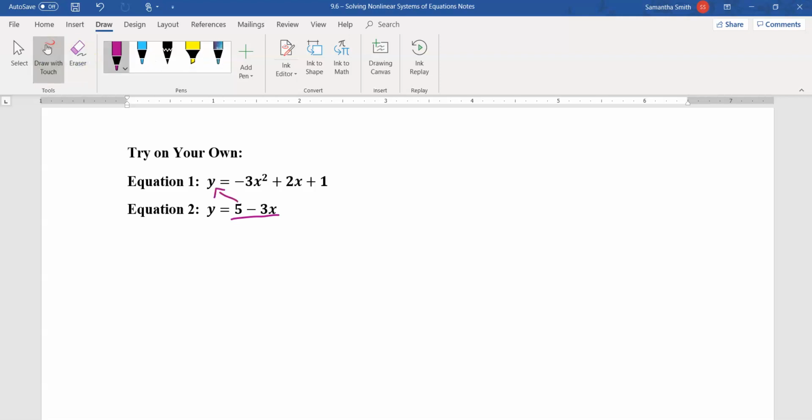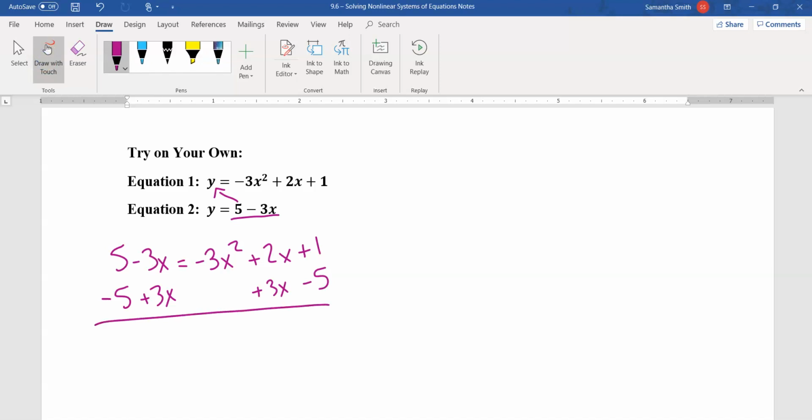Okay, so we have 5 minus 3x equals -3x squared plus 2x plus 1. I'm going to subtract 5 and add 3x to both sides. So plus 3x minus 5. 0 equals -3x squared plus 5x minus 4. Make sure that that looks right.